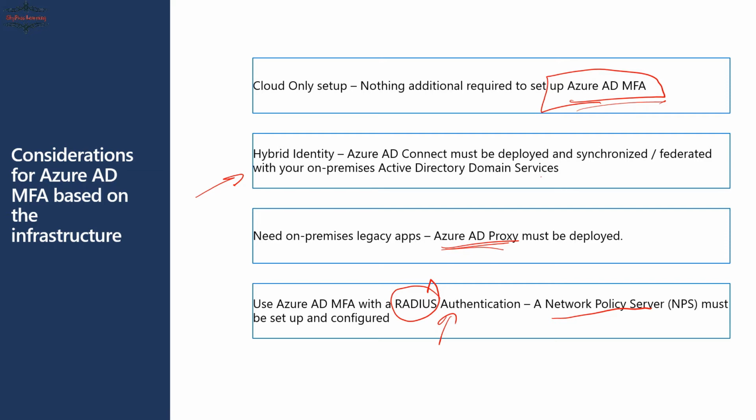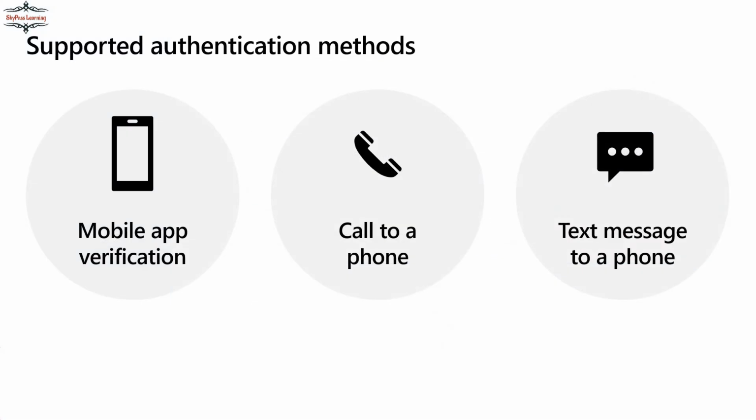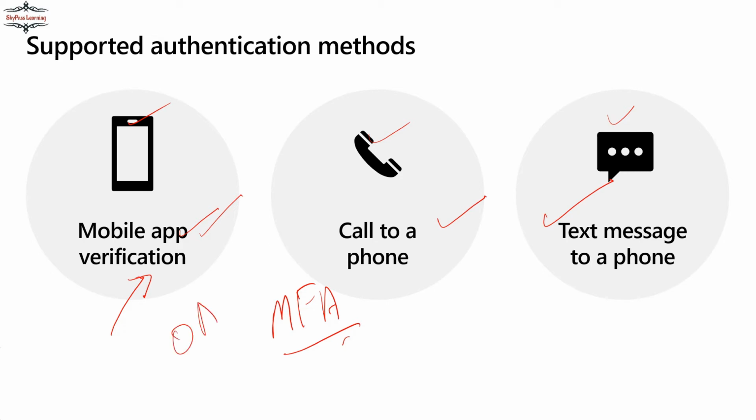So what are the supported authentication methods? Here, the basic ones: mobile app based verification, call to a phone, and text message to a phone. These are the three primary authentication methods that we can use as MFA, or multi-factor authentication, as a second level strategy. In the app, you will get a notification pop-up. You have to approve it, and it's the Microsoft Authenticator app which is available to verify it. It normally works for 30 seconds to approve your request, and it works on OAuth authentication, which we will discuss in more detail.